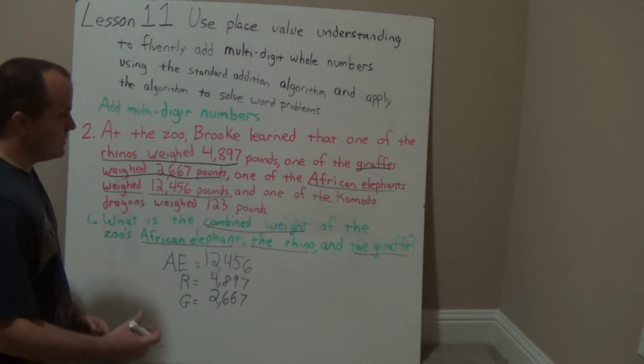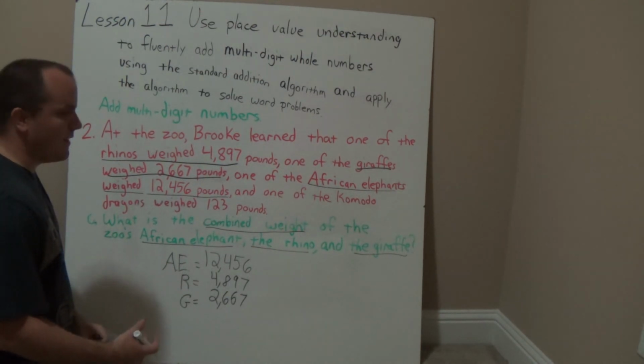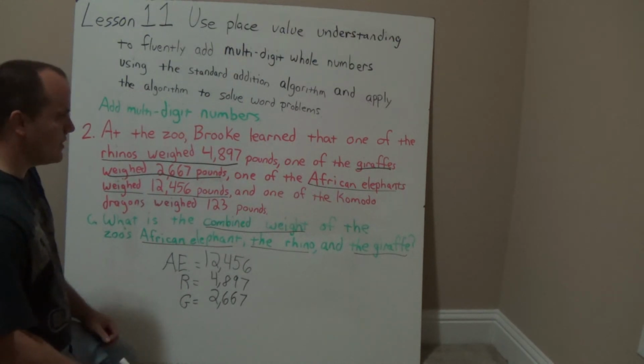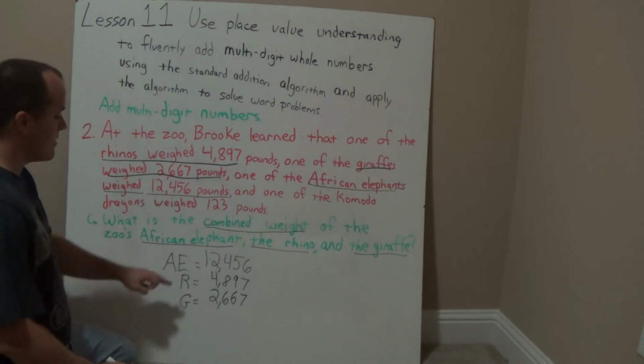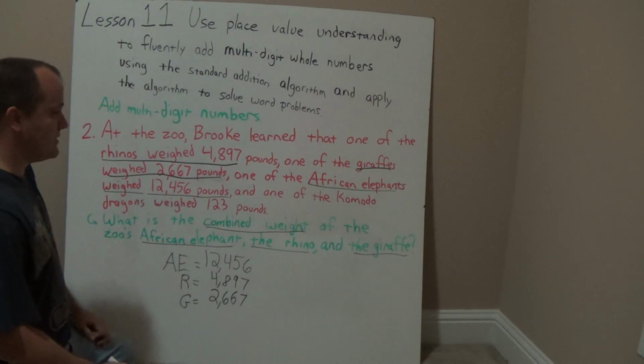What does combine mean? Just like when I'm making cookies, I might add some flour and sugar and some butter together to make a good cookie. Here's my flour, my sugar, my butter, basically. I'm going to put them all together. My African elephant, my rhino, and my giraffe.